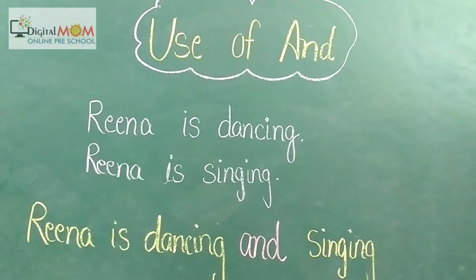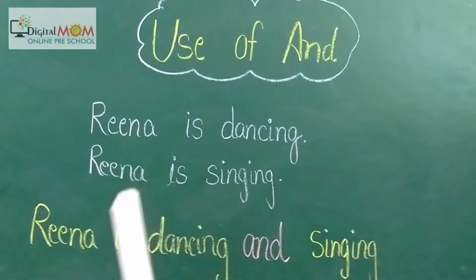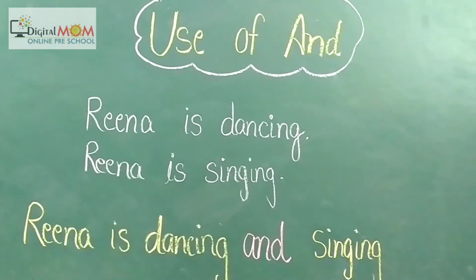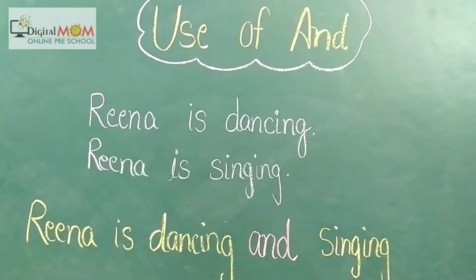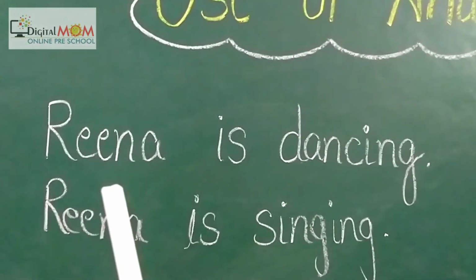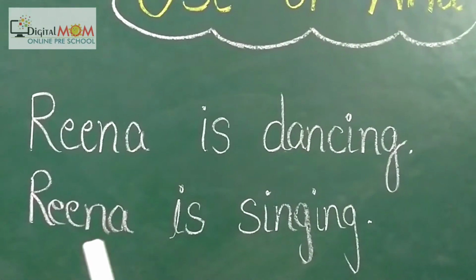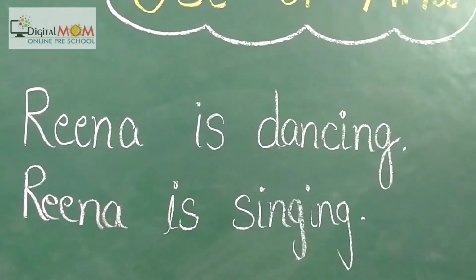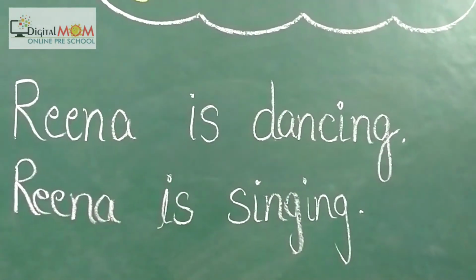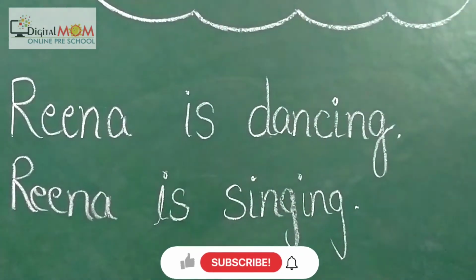Now kids, let's see the use of "and" to join two sentences. As I told you, we use "and" to join words or two sentences. So here, if you see, two sentences are written. The first one is Reena is dancing. And the second sentence is Reena is singing. Now, how will you join these two sentences? Very simple. You will use "and" in between both the sentences.